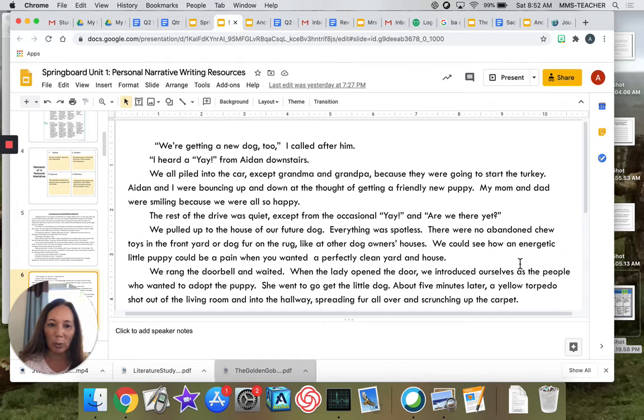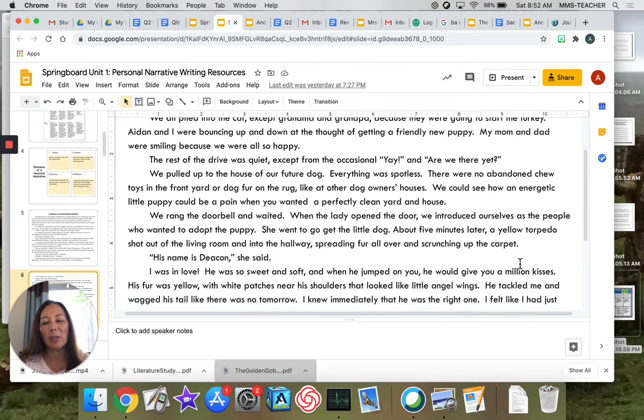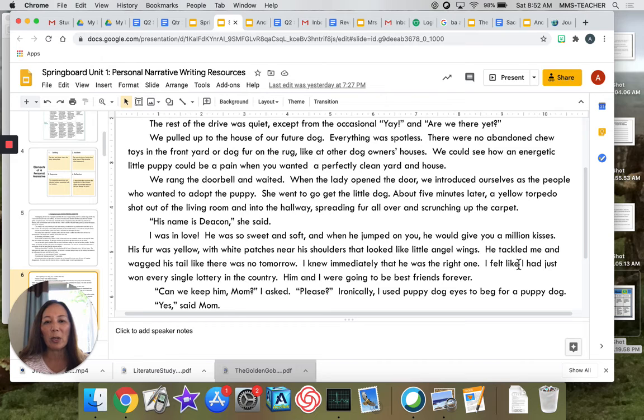When the lady opened the door, we introduced ourselves as the people who wanted to adopt the puppy. She went to go get the little dog. About 5 minutes later, a yellow torpedo shot out of the living room and into the hallway, spreading fur all over and scrunching up the carpet. "His name is Deacon," she said. I was in love. He was so sweet and soft, and when he jumped on you, he would give you 1,000,000 kisses. His fur was yellow, with white patches near his shoulders that looked like little angel wings. He tackled me and wagged his tail like there was no tomorrow.